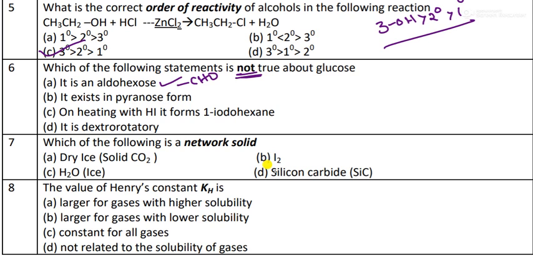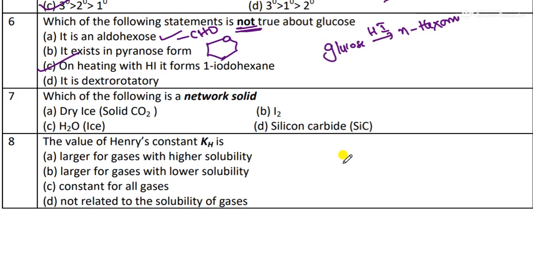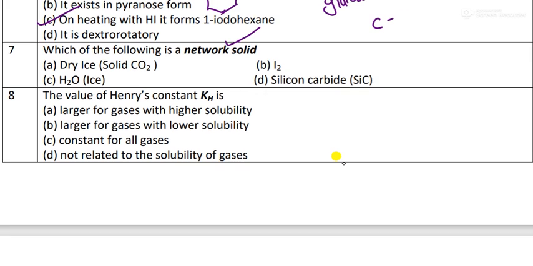Next, look at the next question: which of the following statements is not true about glucose? Glucose is an aldose sugar, as you know very well, glucose contains an aldehyde. Glucose has a pyranose structure, as you know. This is also possible. Remember, glucose on reaction with hydrogen iodide gives n-hexane, not iodohexane. So the answer will be the C option.